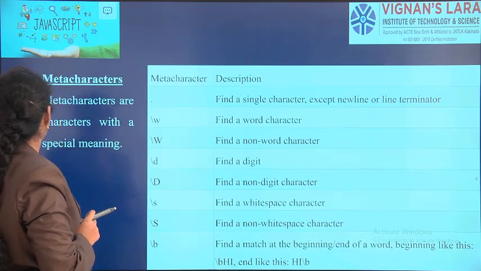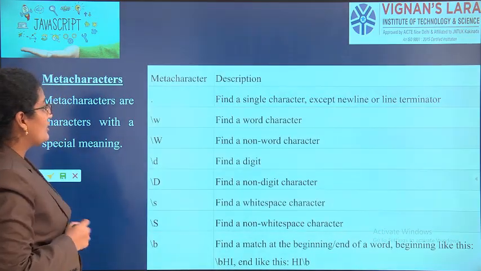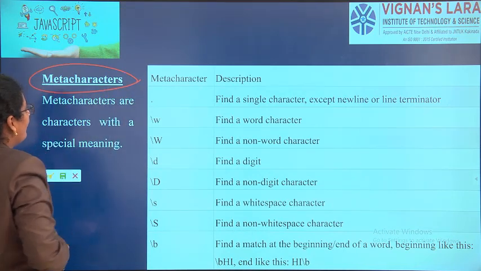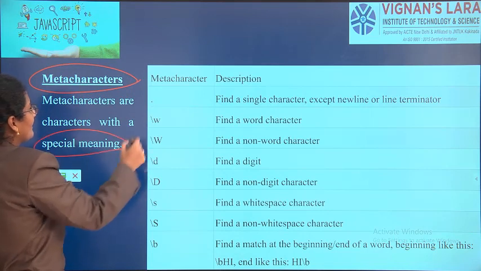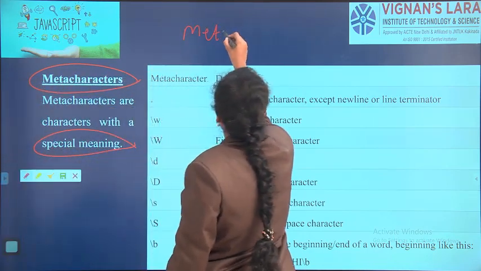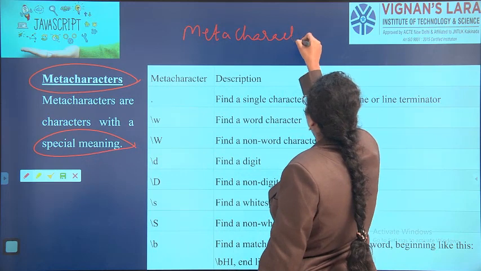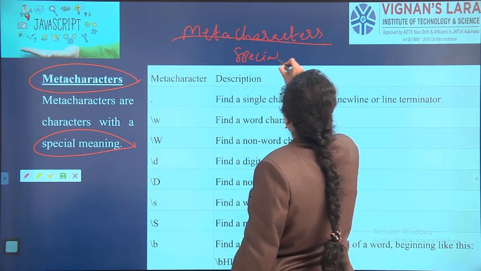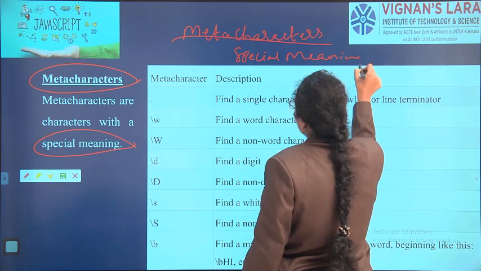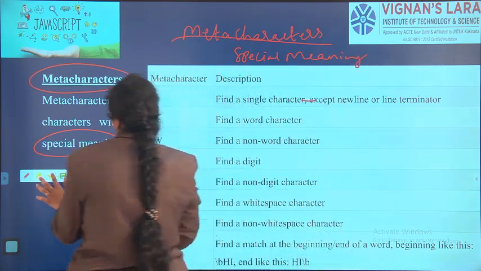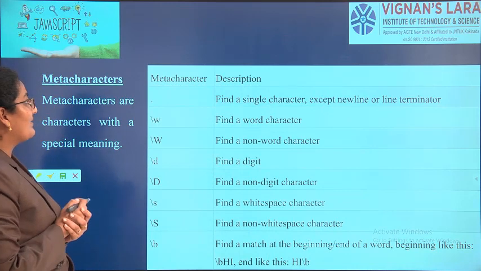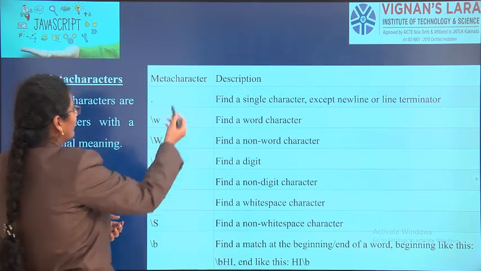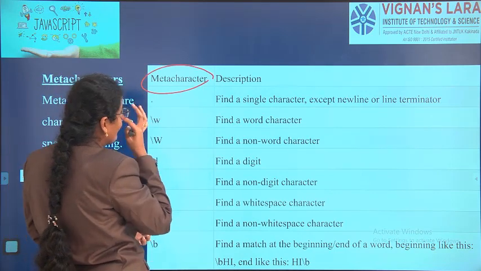So with brackets you have seen. Now what are meta characters? Meta characters are the characters with special meaning. With the brackets, if you have something within the brackets, then you know the description of that expression. A meta character is a character with special meaning.